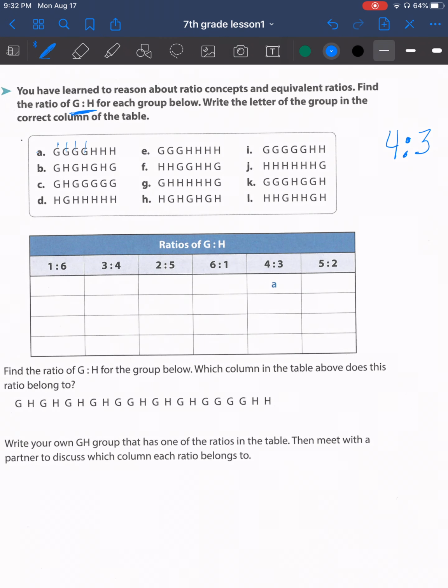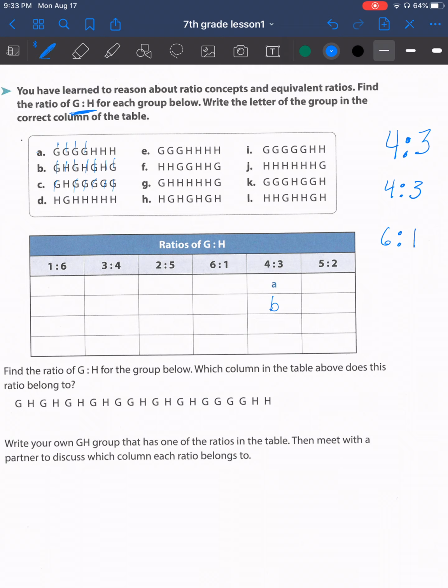Let's do B. How many G's are there? 1, 2, 3, 4. Okay. How many H's? 1, 2, 3. Oh, look, another one that goes in that column. B. All right, let's do C. How many G's? 1, 2, 3, 4, 5, 6. And how many H's? Only one.